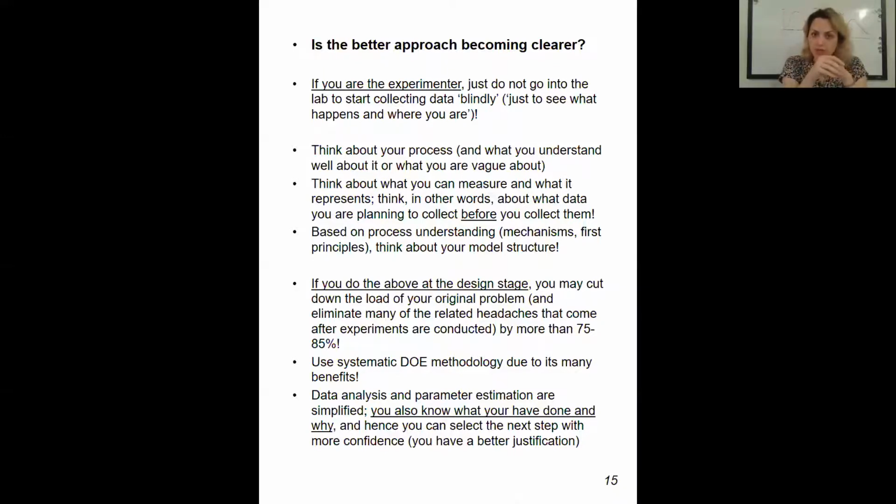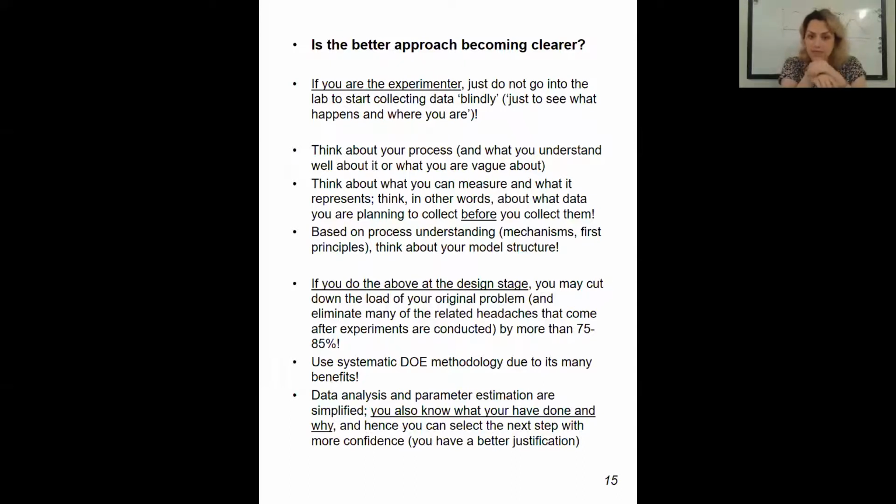Think about what you can measure and what it represents. In other words, think about what data you are planning to collect before you collect it. It's going to help you a lot, especially when you are working with the design of experiments. You would know the factors that you have, and you can decide which ones to collect. From similar experiments, you can even see which ones are correlated or aliased together, so you can decide which ones to collect before going to the lab.